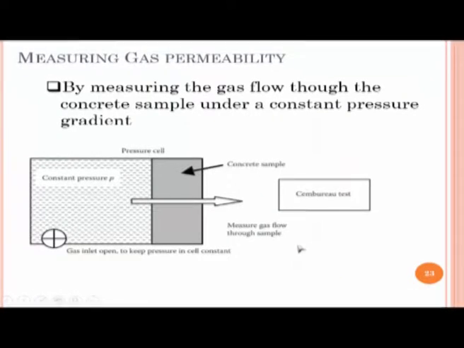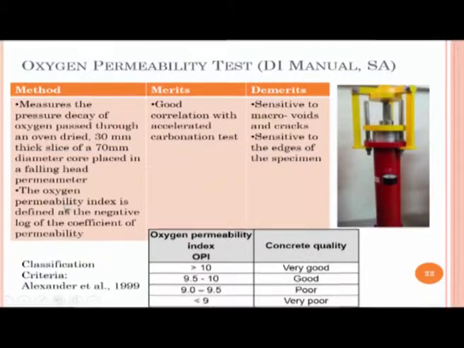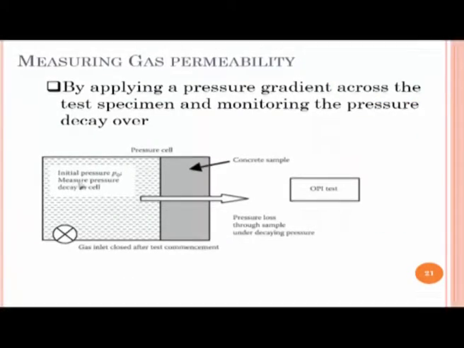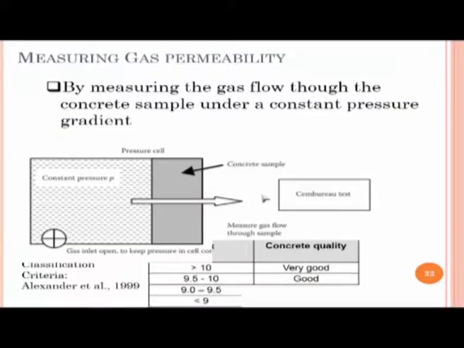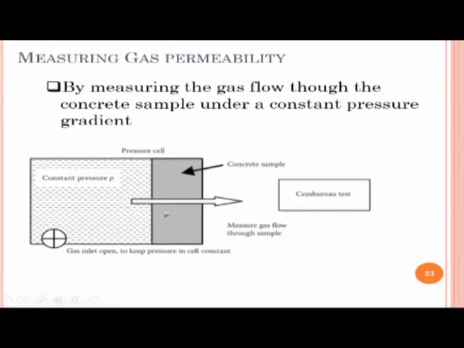There is one more gas permeability test, which measures the gas flow through the sample, and here you have constant pressure maintained in the cell. Please remember, in the oxygen permeability test, the pressure in the cell continuously decreased, but here in this new test, called the SEM-Bureau test, you can keep the same pressure and measure the flow rate of the oxygen through your sample. So that is like a constant head permeameter test. The South African method was a falling head permeameter test, so that is the only difference.